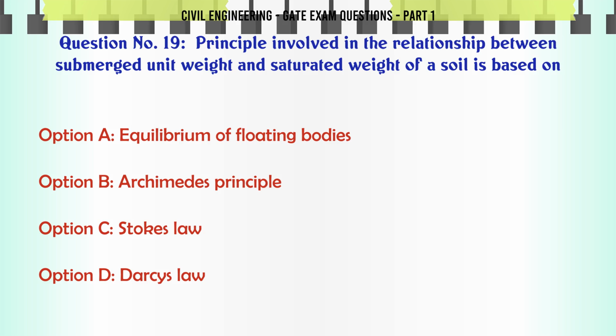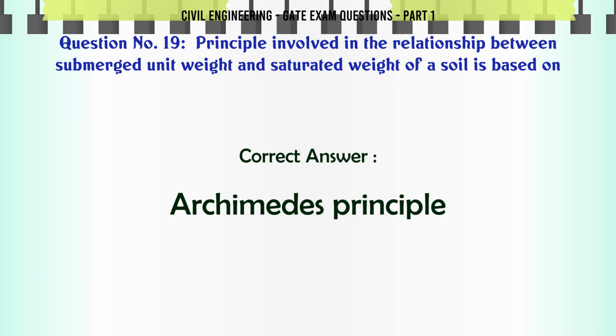The principle involved in the relationship between submerged unit weight and saturated weight of a soil is based on: A. equilibrium of floating bodies, B. Archimedes' principle, C. Stokes' law, D. Darcy's law. The correct answer is Archimedes' principle.